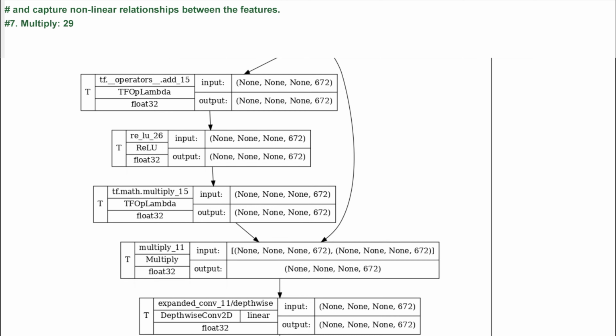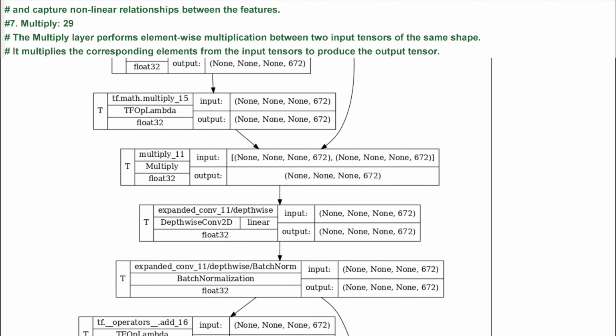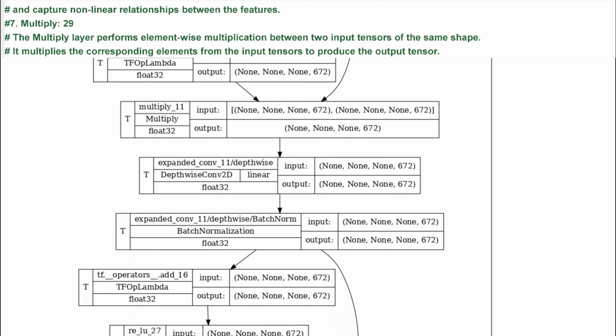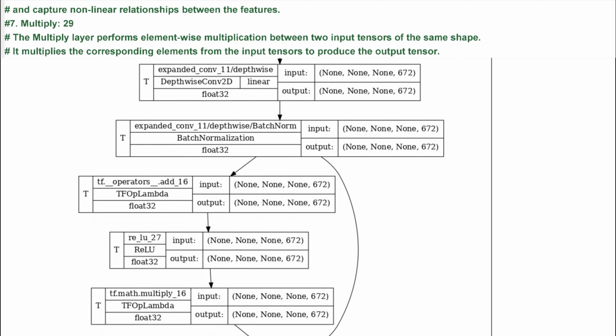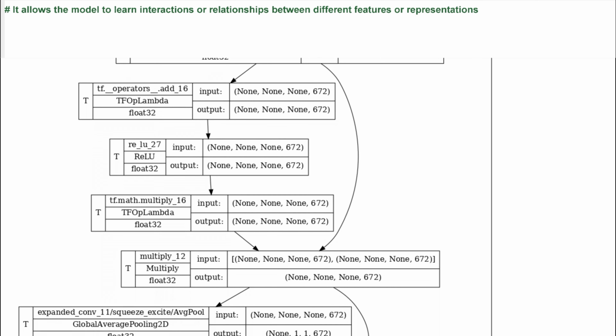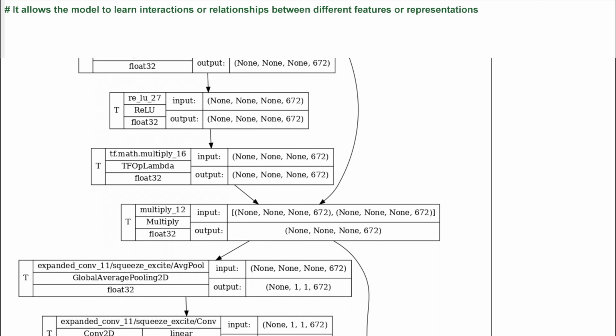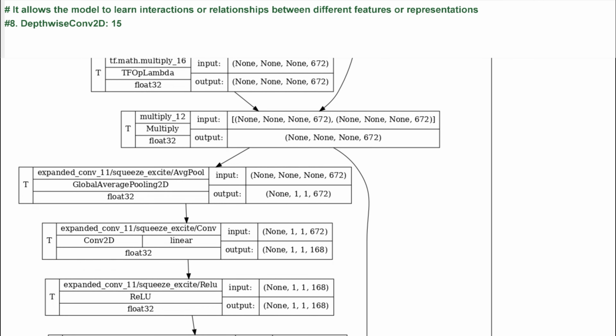7. Multiply, 29. The multiply layer performs element-wise multiplication between two input tensors of the same shape. It multiplies the corresponding elements from the input tensors to produce the output tensor. It allows the model to learn interactions or relationships between different features or representations.